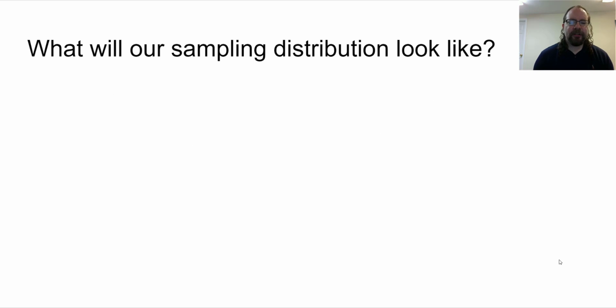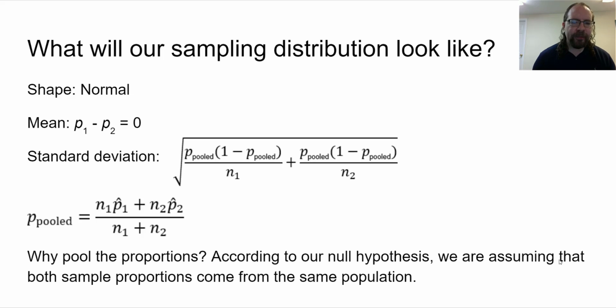So the big question is what our sampling distribution will look like, because that will determine how we find our p-value. So our shape will be normal. We are using proportions, so that will use the normal curve. We assume the mean of the sampling distribution is the same as our null hypothesis value, as always, which in this case is 0. But what I want to bring your attention to is a new way of computing the standard deviation, and it probably looks a lot more complicated than what we've done in the past.